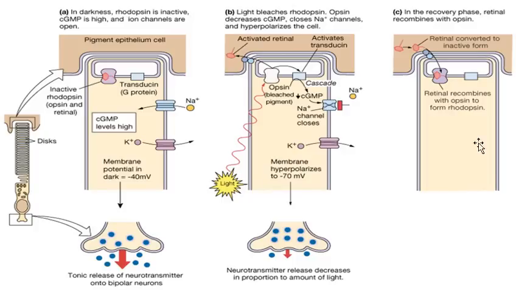We also have C, which is called a recovery phase. This recovery phase is where the retinol recombines with the opsin, so that the rhodopsin goes back into a state of being re-stimulated.